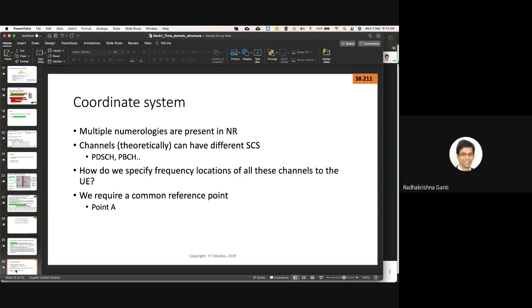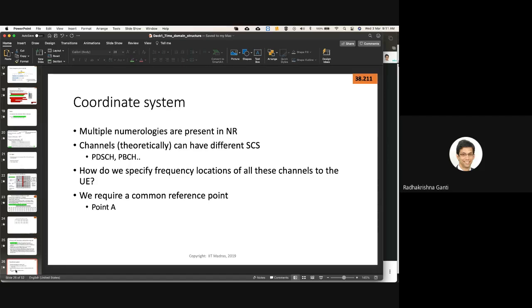Now we'll start the actual thing. Multiple numerologies are present in NR. We have 15 kilohertz, 30 kilohertz, 60, 120, and 240. Theoretically, at least as per the specification, different channels can have different subcarrier spacings. You can have PDSCH with one subcarrier spacing, and the broadcast channel can have another subcarrier spacing. Of course, whether they implement it or not is a different issue, but at least the spec does allow it.